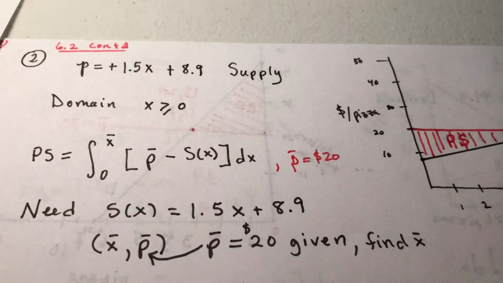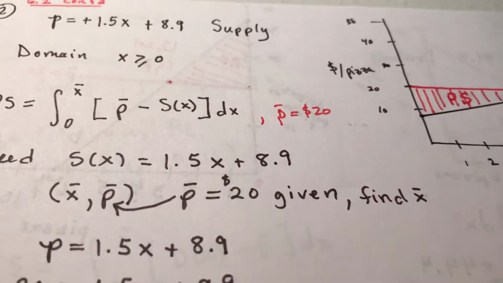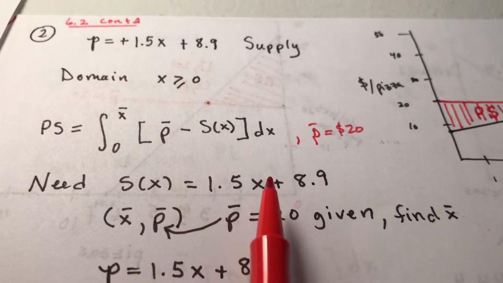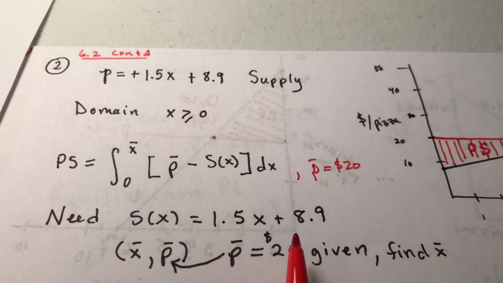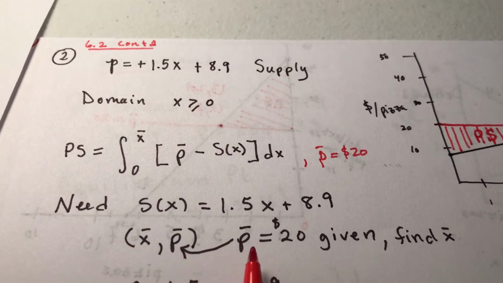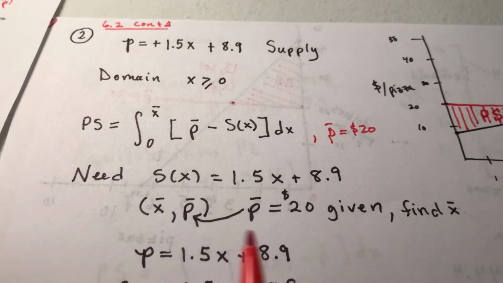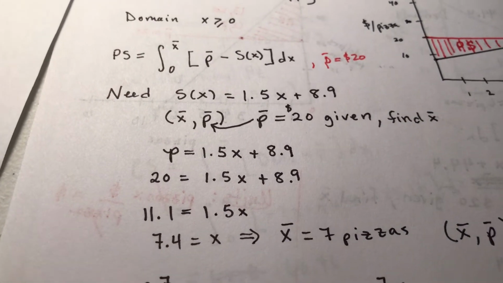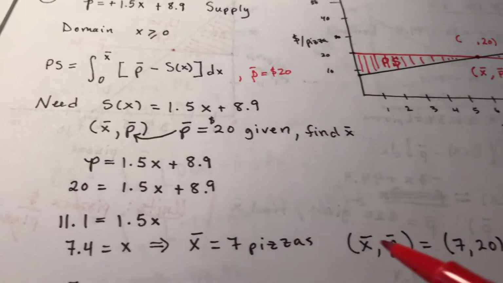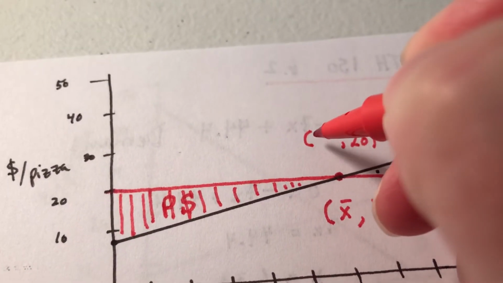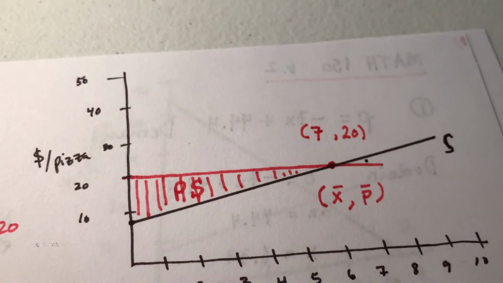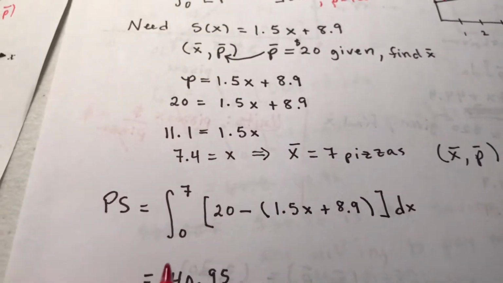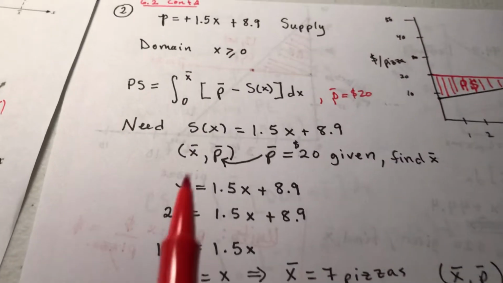Now let's do the computation. This one's a little bit harder with parentheses, so be careful. So for this, we need S of x. Now S of x is just this, the 1.5x plus 8.9. We're given that p bar is 20, and we need to find x bar. All I did was plug the 20 in here, subtract 8.9, divide by 1.5, and I got 7 pizzas. All right, so my x bar, p bar up here is 7, 20. Here we go. Now, we've got our 7 pizzas. We got everything we need for this. We're going to integrate from 0 to 7. That's your x bar.